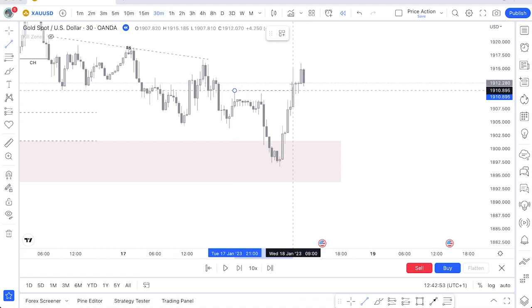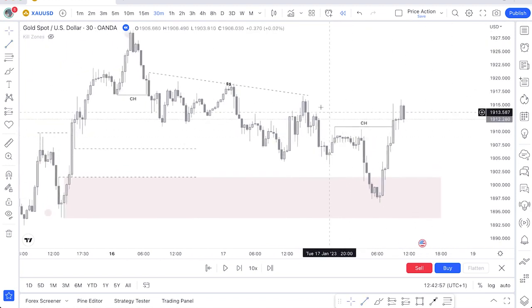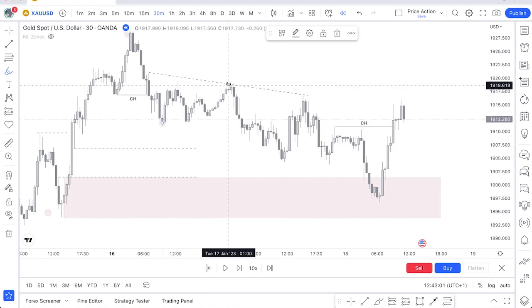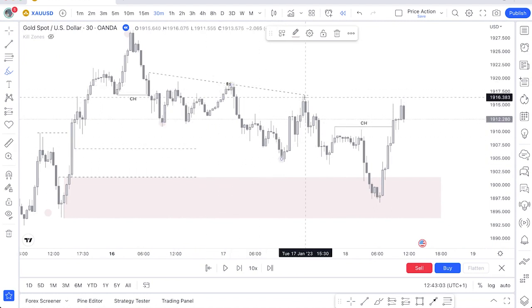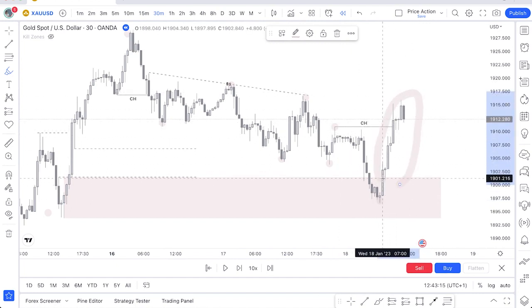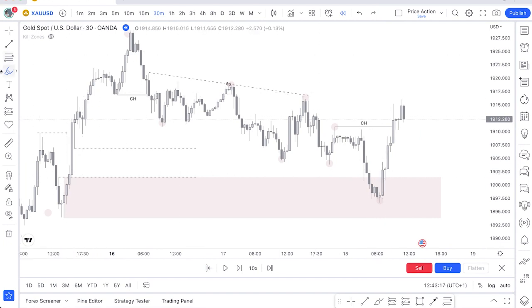This is our change of character because let's just identify order flow here. We have a lower low, a lower high, a lower low, lower high, lower low, lower high, and this lower high puts in a lower low, and then this lower high gets broken by this up move. And now we are looking for demand zones or points of interest in this price leg.